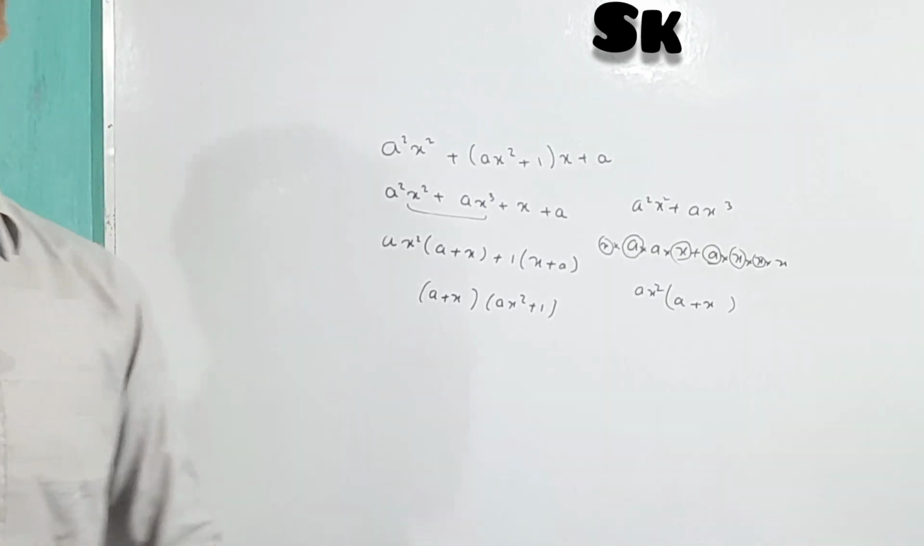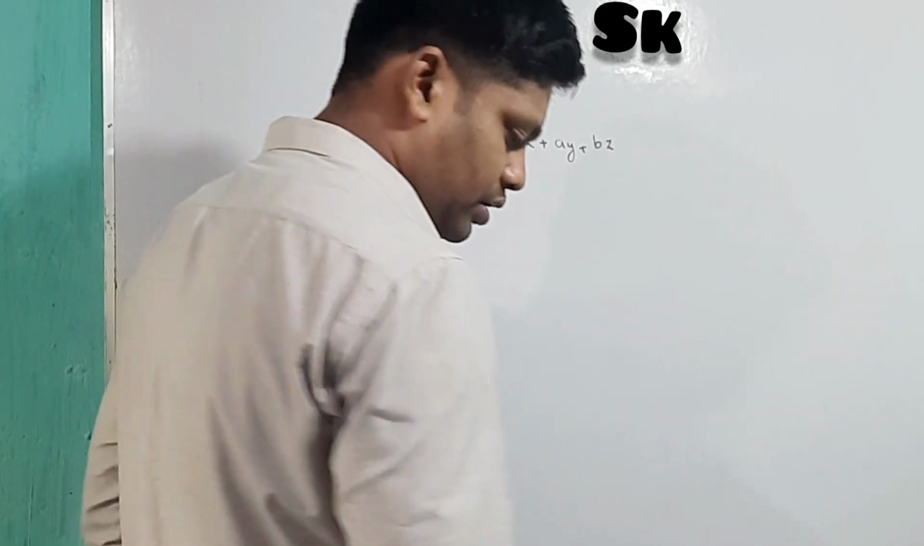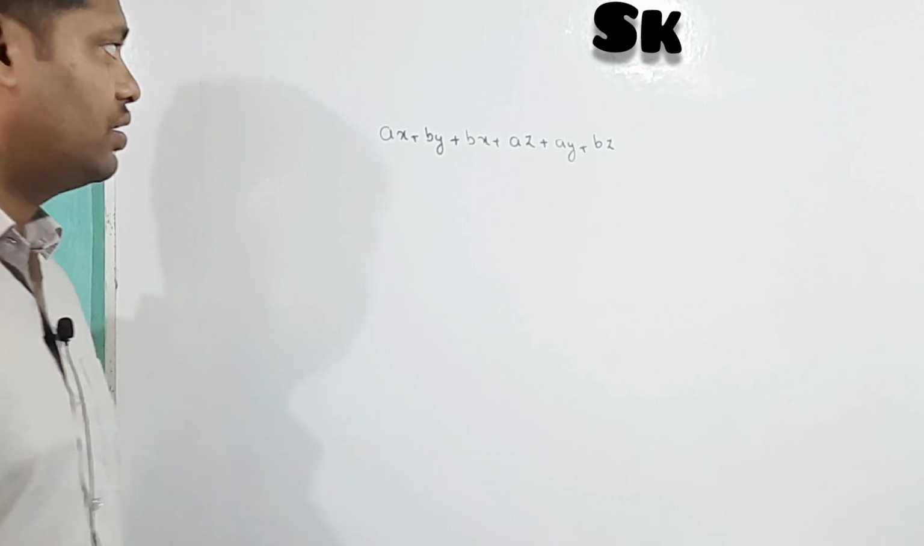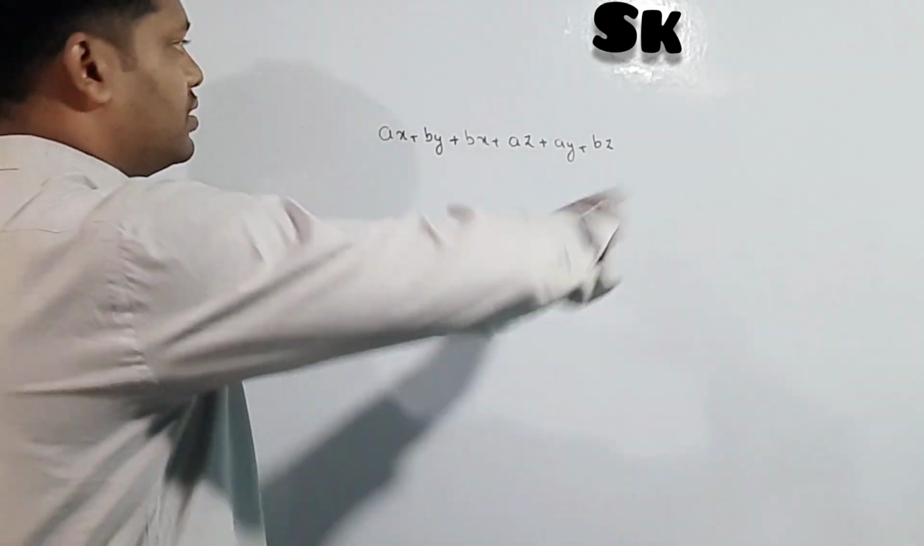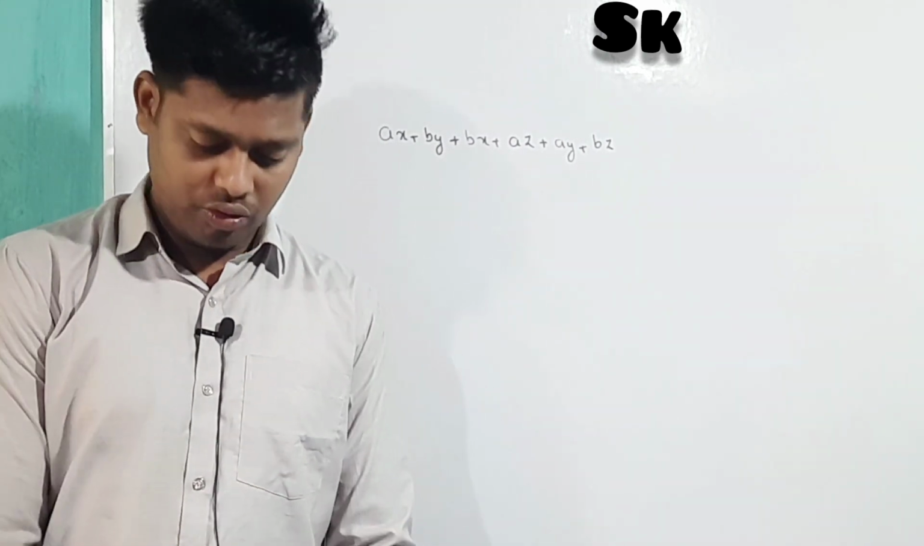Okay, the next one. Now this is the next one. If you see clearly, there are 6 terms we have. Okay, any common is there? It cannot be common for all of them. All the 6 things cannot have the same thing. So we have to group them. How to group them?